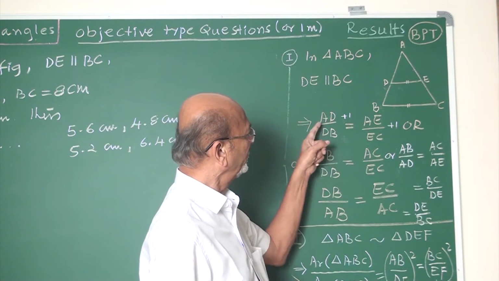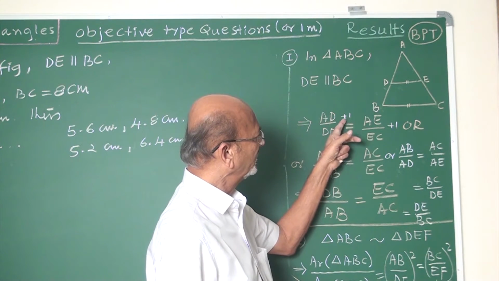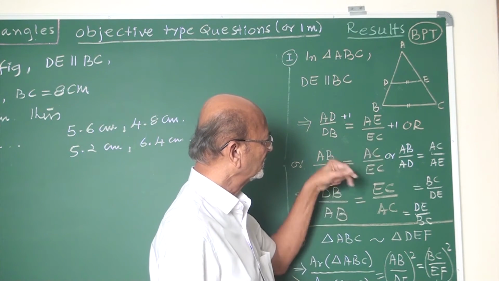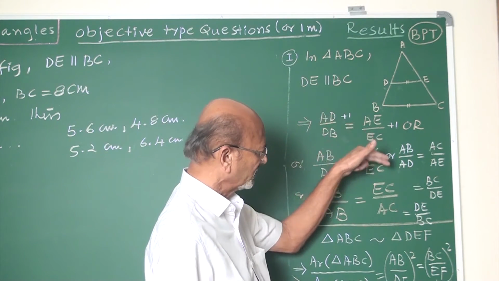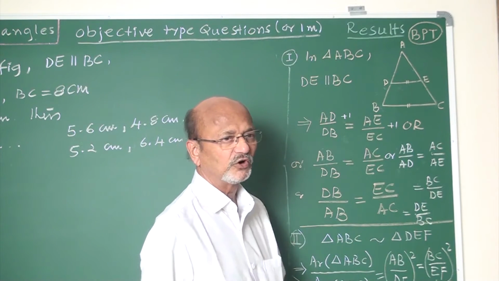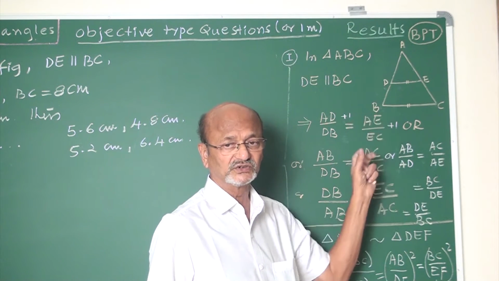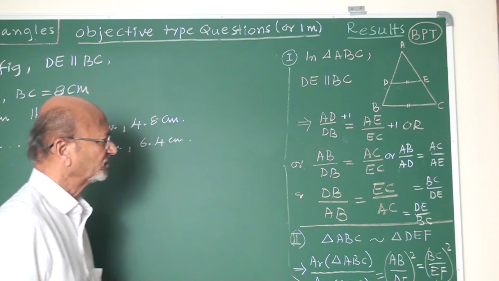Even though your BPT says AD upon DB equal to AE upon EC, later we have done these examples: adding one to both sides, you get this; taking the reciprocal, another one; and taking the reciprocal and adding one, another one. All these are what? The dancing property of this BPT, but in a different way of dancing, you get different ratios. Yes, my friends.